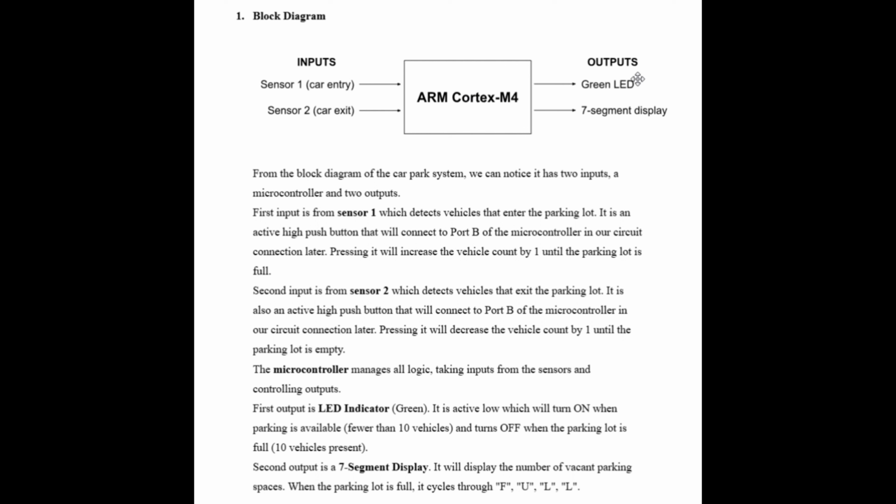There are two outputs here. The first is the green LED. It will turn on when the parking is available and turn off when the parking lot is full. The second output is the 7-segment display. It will display the number of vacant parking spaces. When the parking lot is full, it cycles through the letters F-U-L-L, which is full.